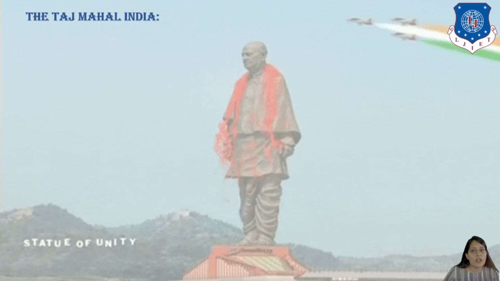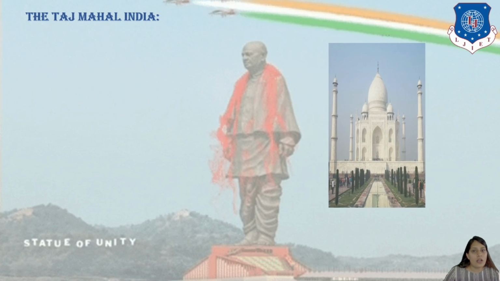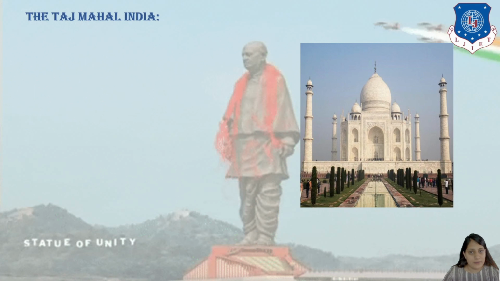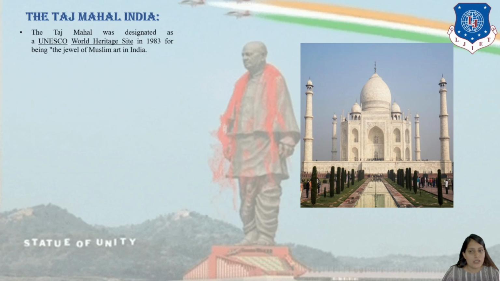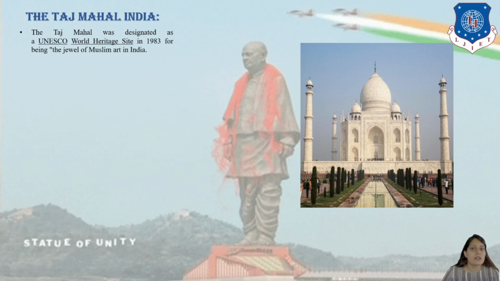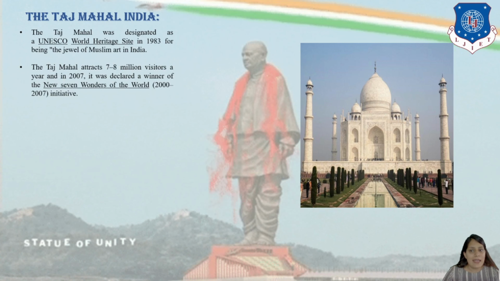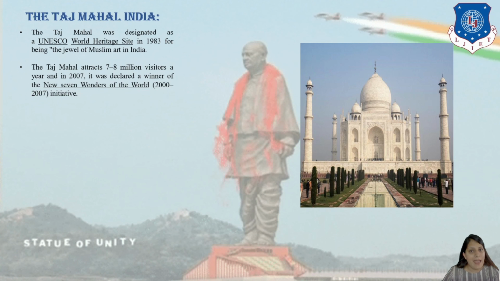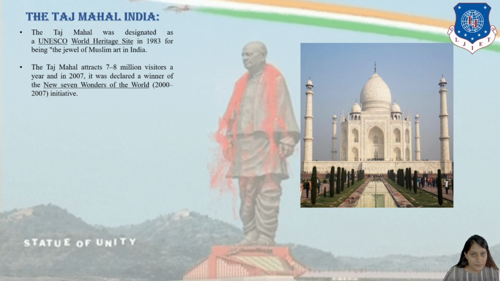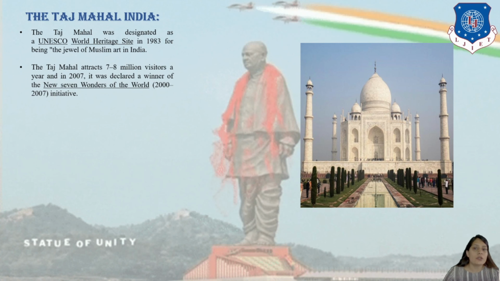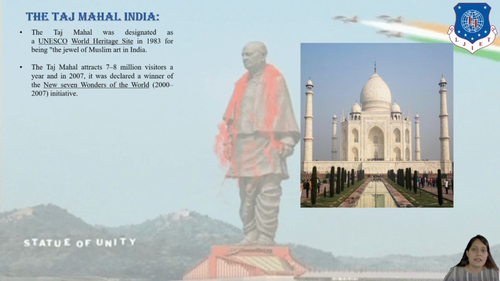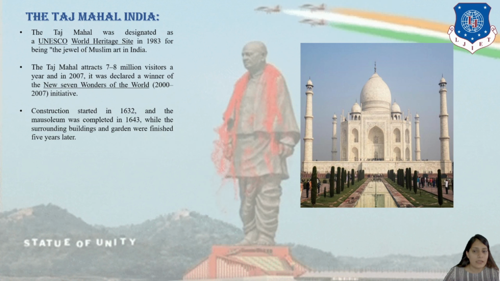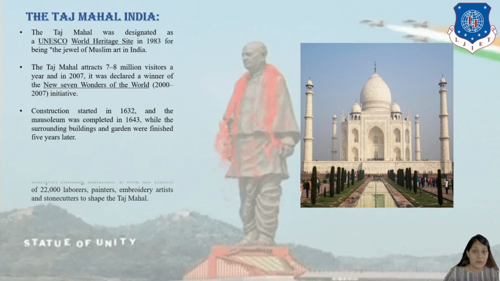I don't have to give much of an introduction to the Taj Mahal because you are all aware of it. The Taj Mahal is a construction of marble, and it was designated a UNESCO World Heritage Site in 1983. It is the best art of Muslims in India, right? In 2007, it was considered one of the seven wonders of the world. The construction was started in 1632 and was completed in 1643.